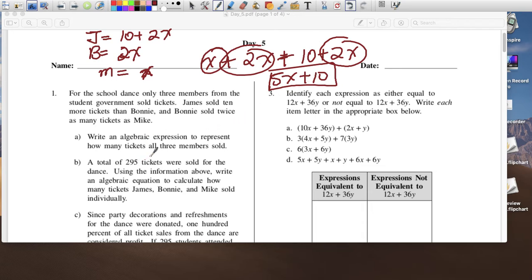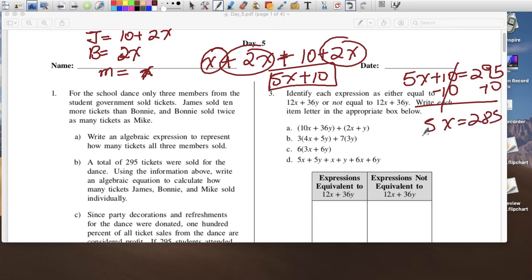A total of 295 tickets were sold. So using the information above, we can now calculate how many each person sold. 5x plus 10 equals 295. Minus 10, 5x equals 285. Divided by 5, x equals 285 divided by 5, which equals 57. So x equals 57, which means Mike sold 57 tickets.